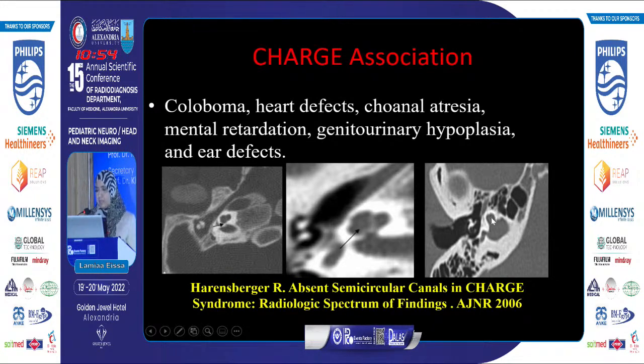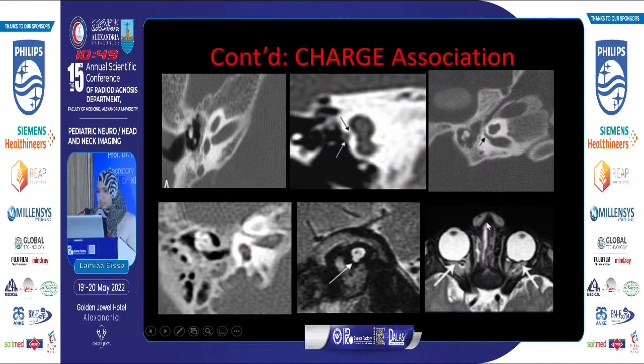Here is another anomaly, lack of partition, which can be type 1 or type 2 partition, also seen in cases of CHARGE syndrome. This is a case of absent semicircular canals, which is very common in CHARGE association. There is an example of oval window atresia, and the round window can also be atretic or hypoplastic in cases of CHARGE. Another anomaly here is an aberrant course of the labyrinthine segment of the facial canal, coursing posterior to the cochlea instead of anterior to the cochlea.